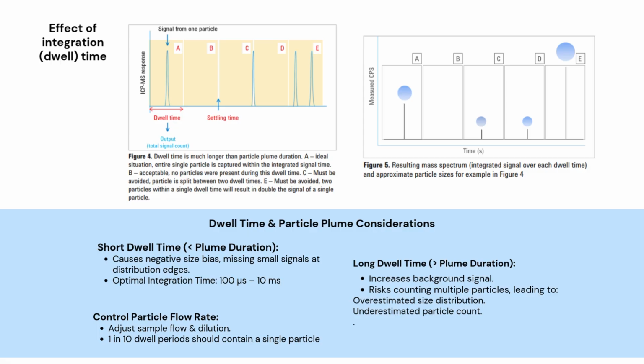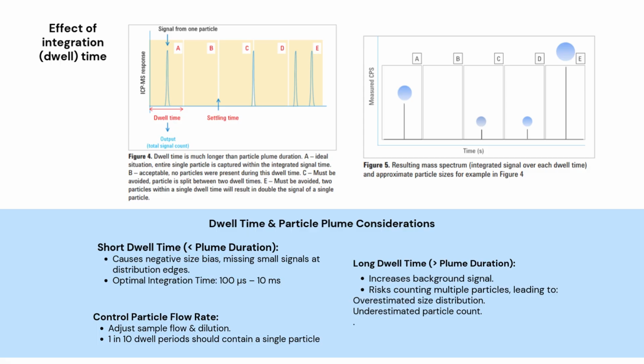First, a short dwell time, where the plume duration is longer, can cause a negative size bias, missing the small signal at the distribution edges. A long dwell time or short plume duration can increase the background signal and risk counting multiple particles, leading to an overestimated size distribution and underestimated particle count.